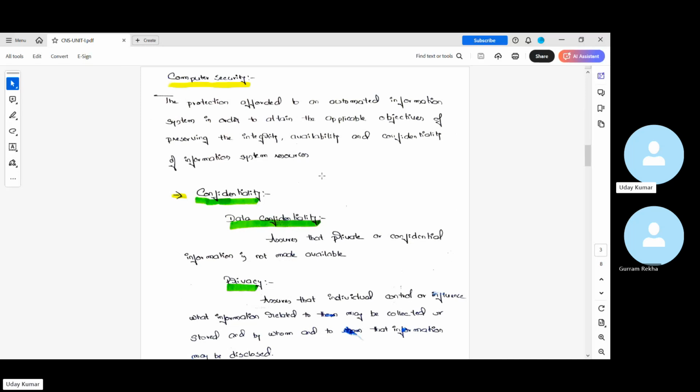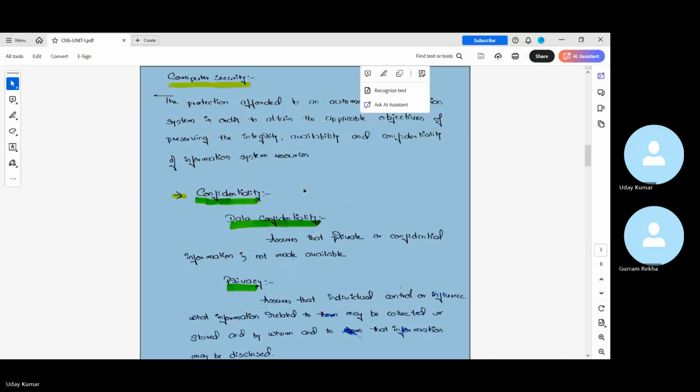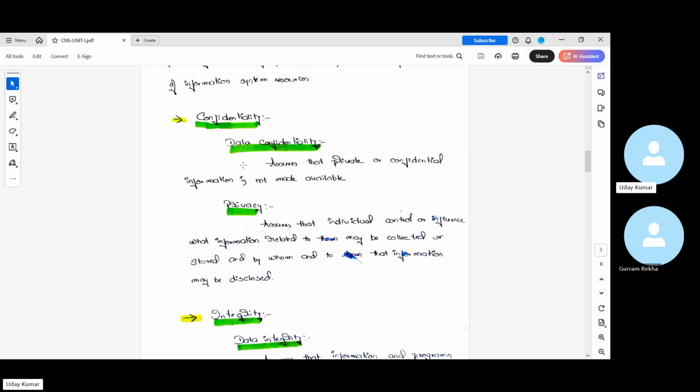Next, the actual subject starts with this definition: computer security is the protection afforded to an automated information system in order to attain the applicable objectives of preserving the integrity, availability, and confidentiality of information system resources. These are the three things you have to understand: confidentiality, availability, and integrity. Whenever you talk about computer security, you should see that these are there in any network security or whatever security you are providing. The first one is confidentiality. There are two things here.